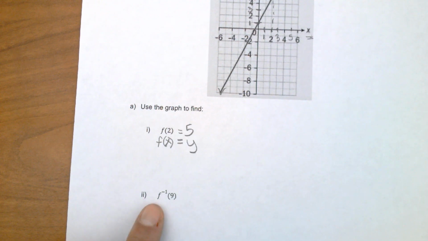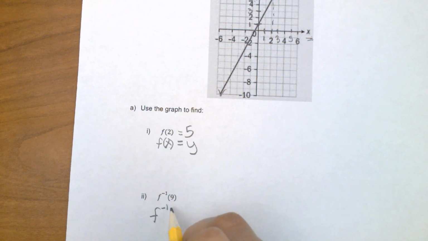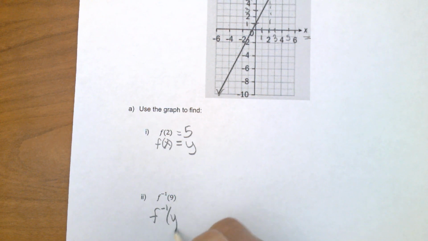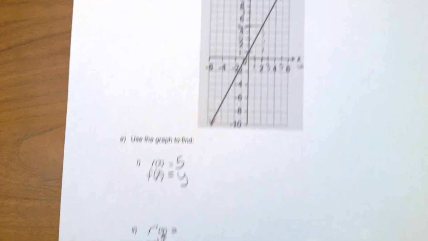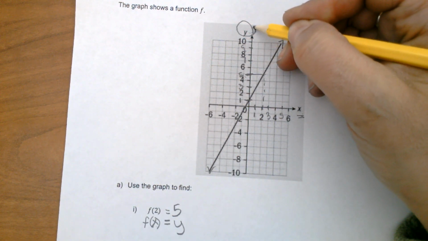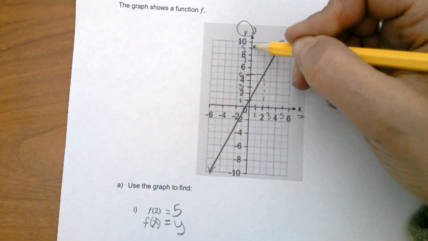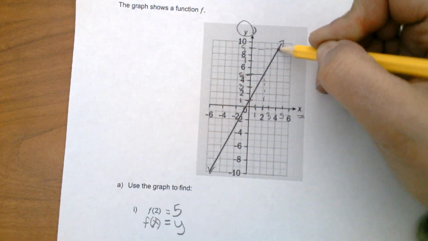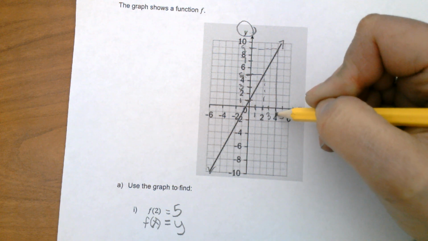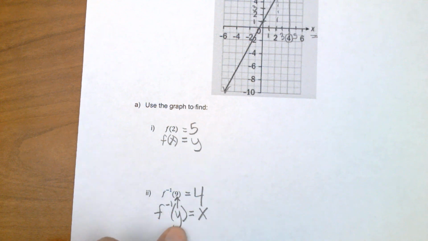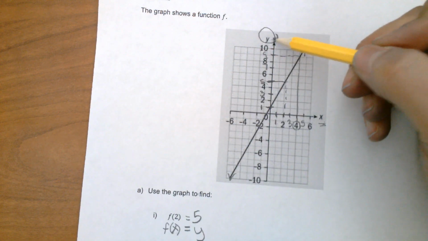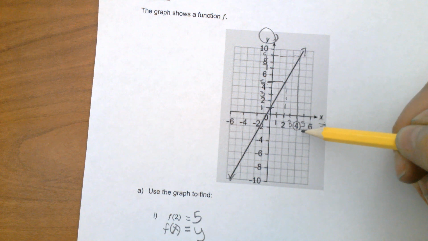Well, let's look at inverse. When we have the inverse, what happens is this is now the y. So the 9 is the y, and they want us to find the x. So we're going backwards. So we're going to go to the y. We're going to look for 9. Here's the 9. We're going to do the same type of thing. Go to the line, but this time we're going to find that the x is 4. So we went backwards. We went to the y. We had to find the x.